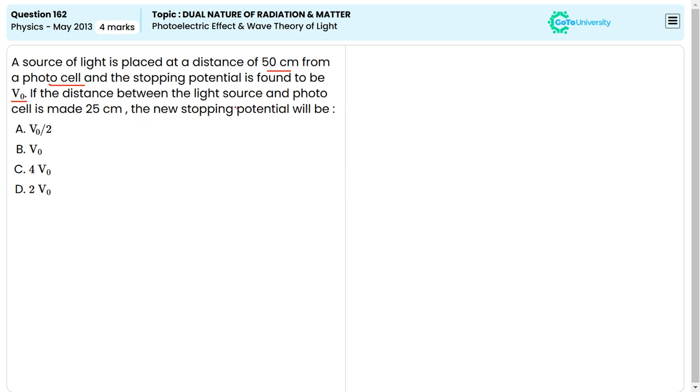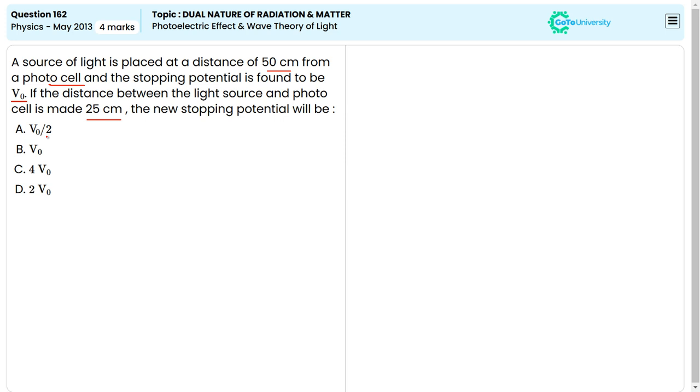If the distance between the light source and the photocell is made 25 centimeter, the new stopping potential will be what we need to find here. Initially it was 50 centimeter, now it is reduced to 25 centimeter.